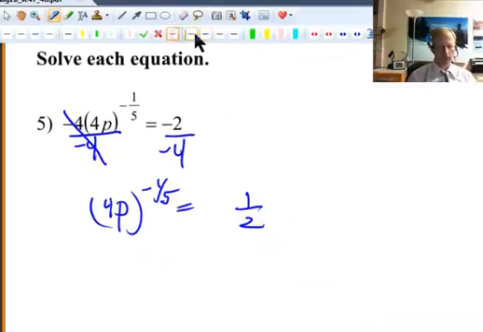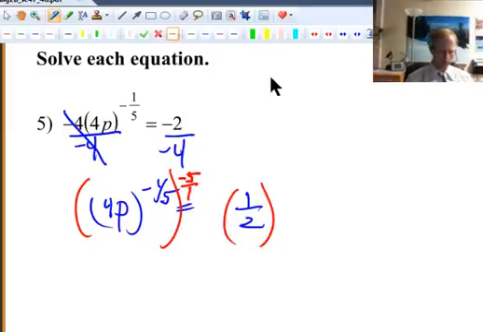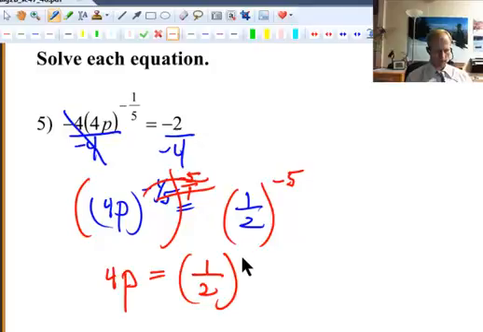Okay, now, once I have the term with the exponent isolated, I'm going to raise both sides of the equation to a power equal to the reciprocal of the exponent. So that reciprocal would be -5. So that causes those exponents to disappear, and now I have 4p equals 1/2 to the -5 power.